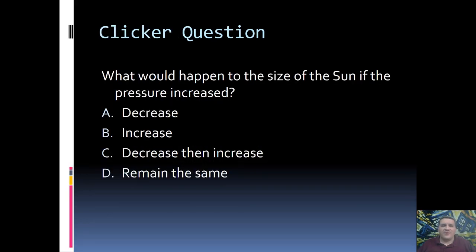Here is our first clicker question. What would happen to the size of the sun if the pressure increased? A, the size of the sun would decrease. B, the sun would increase. C, it would decrease for a time and then increase. Or D, it's going to remain the same. Go ahead and think about it and we'll discuss in just a bit.